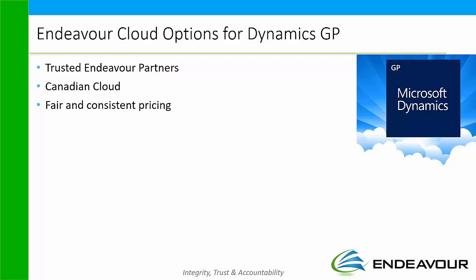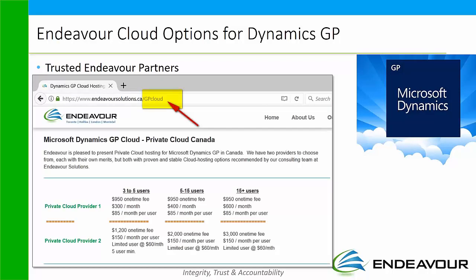So when we look at the private cloud, which I've mentioned, we do have some trusted Endeavour providers. They do offer Canadian cloud-only options, and there's fair and consistent pricing. We have posted our pricing and have created a new page on our website, endeavorsolutions.ca/GP Cloud. This is for Dynamics GP. For Dynamics CRM hosting, we can talk offline about those options.